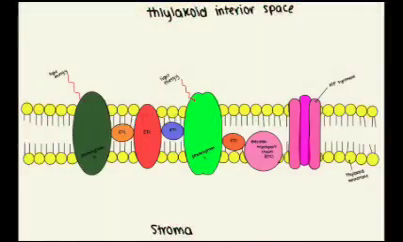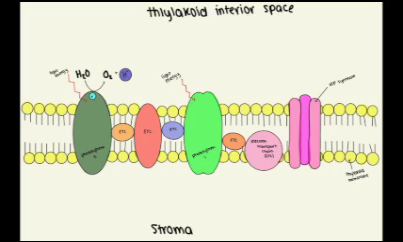Here we have a thylakoid membrane that separates the interior thylakoid space from the exterior stroma. The chain starts with water, which donates an electron and deposits it into photosystem 2. Photosystems are pigments that absorb light energy so that the electrons can move forward in the transport chain.